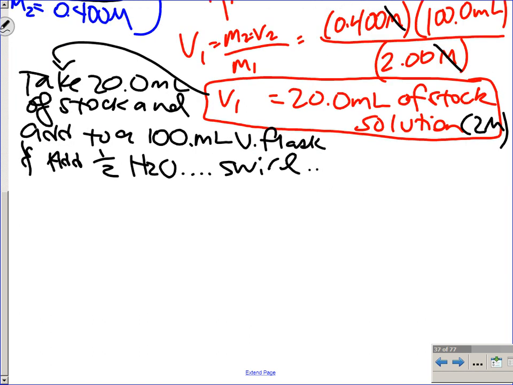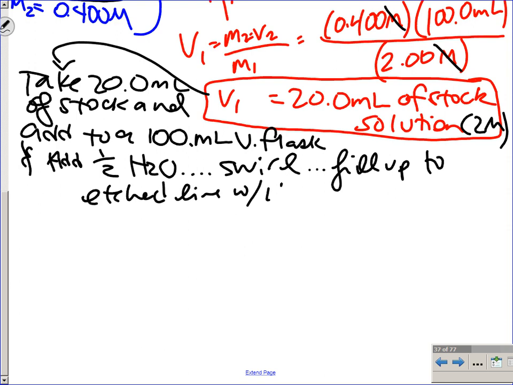Swirl, stir, whatever you want to say, and then fill up to the etched line with water. That's the complete process. You do the calculations, you say, does this make sense? Yes. Pull out the volume you need, which is 20 milliliters. Put it in a smaller container, that would be your diluted, smaller volume you're making from a lab standpoint, and then fill it up.